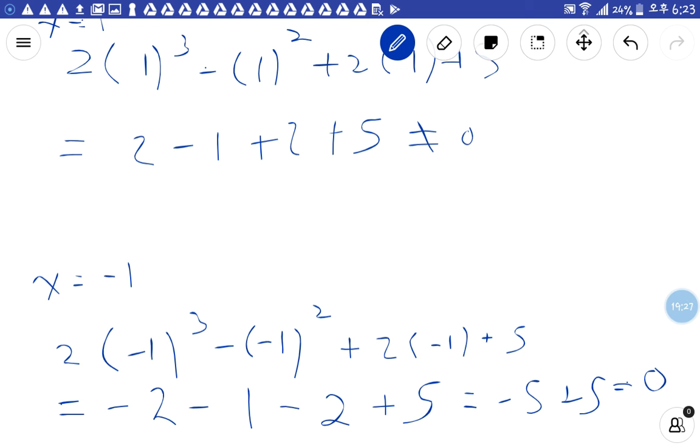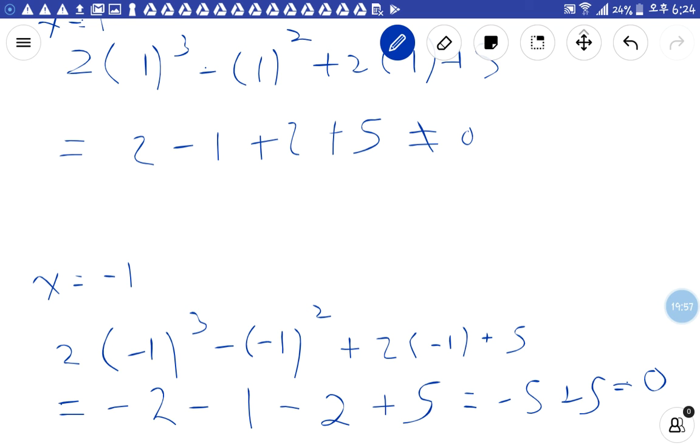Let's skip the steps for the rest, because after that you just plug in all the other answers: 5, negative 5, half, negative half, 5 over 2, and negative 5 over 2. When you look at the chart in problem 1, negative 1 is the only answer which makes it 0. So I can say the only rational root of 2x cubed minus x squared plus 2x plus 5 equals 0 is negative 1.